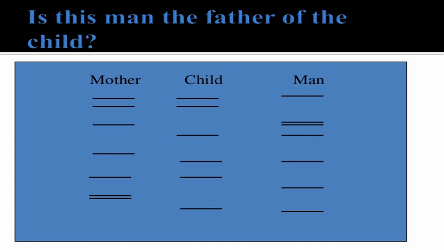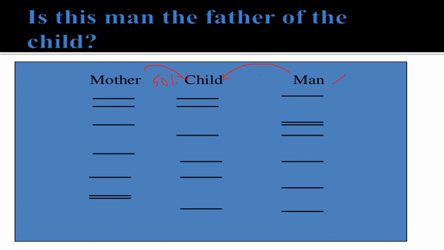Now, let us assume that the man is claiming that this child does not belong to him. If we do this DNA fingerprinting, the child DNA should match with the mother as well as the father, because the child inherits 50% from the mother and the other 50% from the father. But he is not exactly the Xerox copy of either the mother or father. 50% is from the mother and the other 50% is from the father.